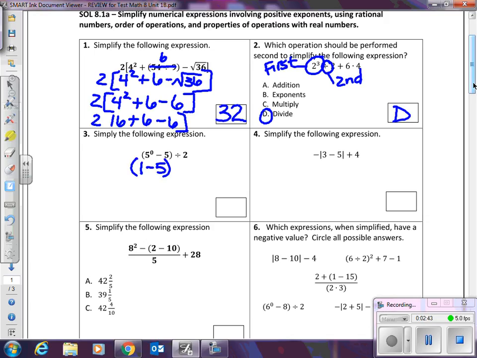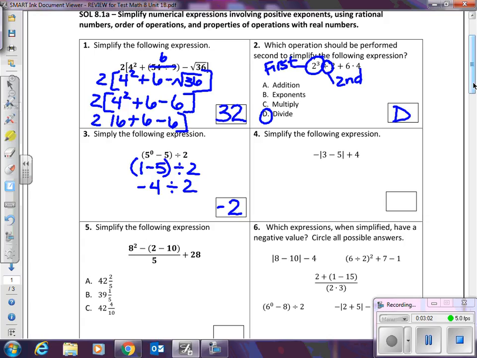And then we have minus 5 in parentheses divided by 2. We still have to do grouping symbols first, so 1 minus 5 is going to be negative 4. And then we're going to divide by 2. And now we can divide. Negative 4 divided by 2 is going to give us the answer of negative 2. Okay, so just remember that anything to the 0 power is 1.